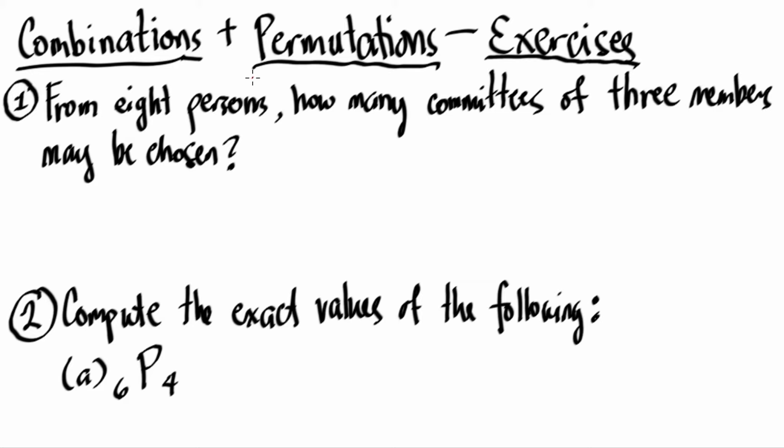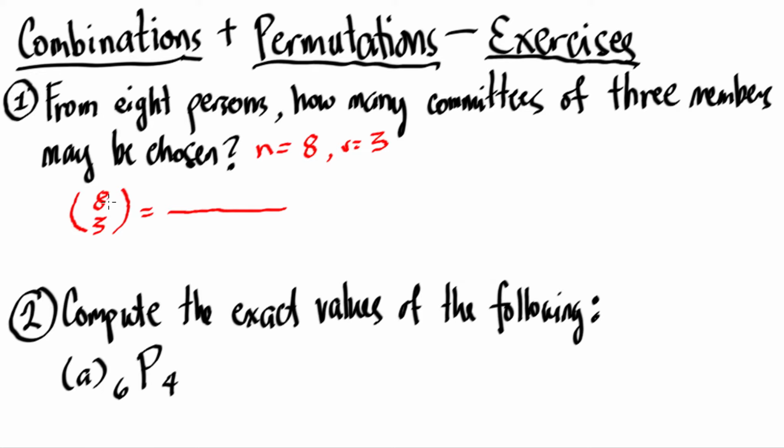There's no sense in arranging the members of the committee, which is composed of 3 members each. So from 8 persons, we will call n as 8 and r to be 3. Now we're going to choose 3 from 8, so we have 8 choose 3. We're going to use the formula. It's better to have a calculator, of course, but let's try it without a calculator.